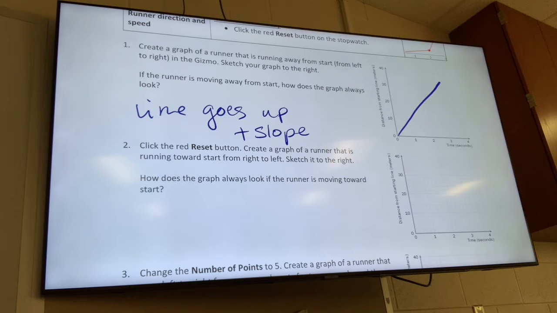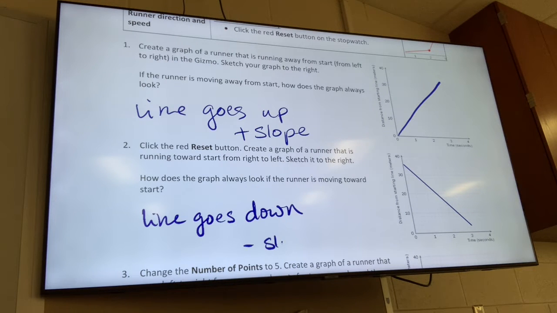So if a runner is going back towards the start, back to 0, what does that look like? What are your line? Your line should go the opposite way, right? It should go down. So line goes down, which would be a negative slope.